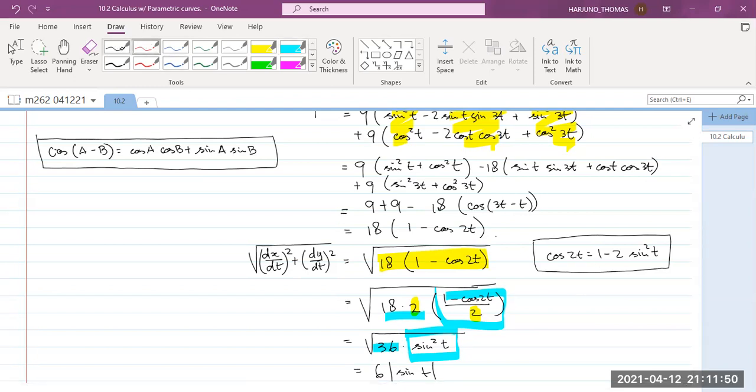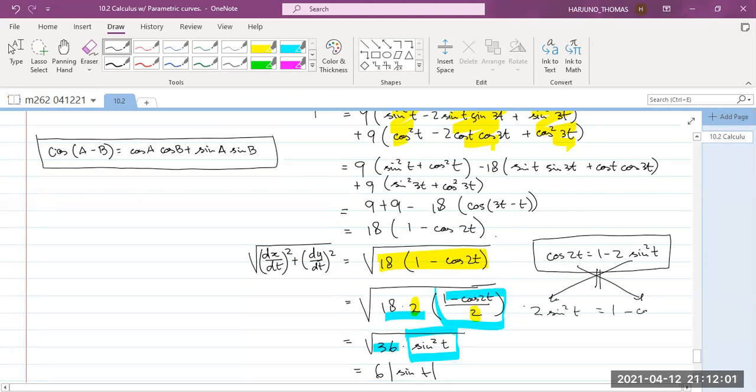Yes. If you manipulate this, let's move this guy to the left and this guy to the right. So I get 2 sine squared t equals 1 minus cosine 2t. Oh my God, okay, I got it. Thank you. Yeah, now I get it. Thank you.